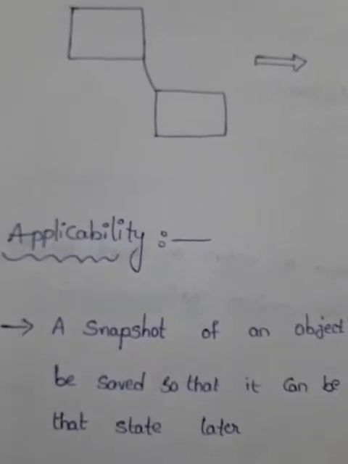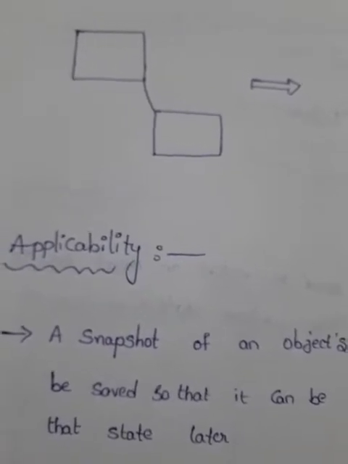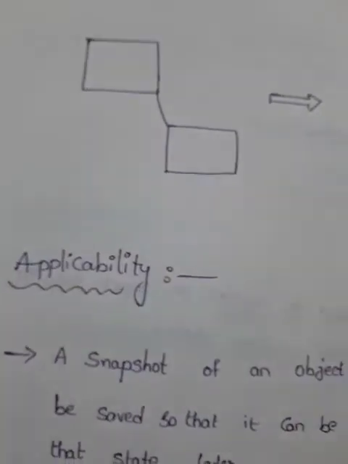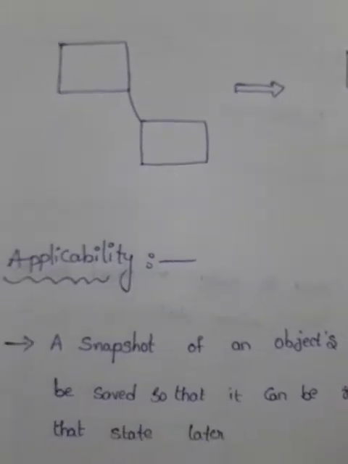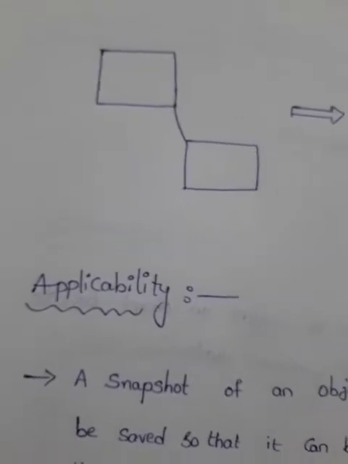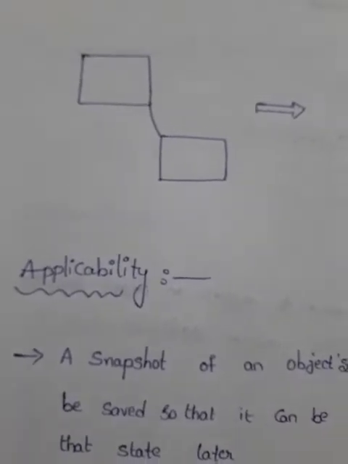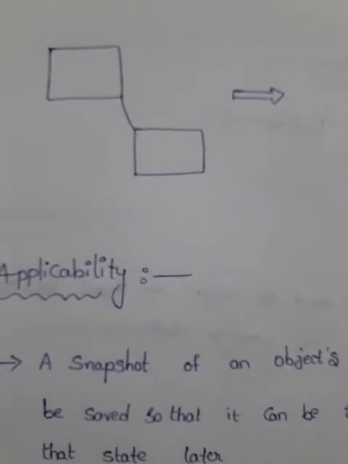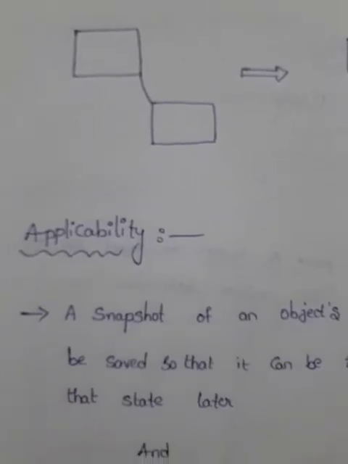Applicability of the memento pattern. This pattern is used to restore objects back to their previous state. We can say examples are undo and rollback operations, that restoring of objects that can be performed in real time. Examples of undo operations are Word documents, PowerPoint, or other notepads and Excel. These are the examples for this memento pattern.